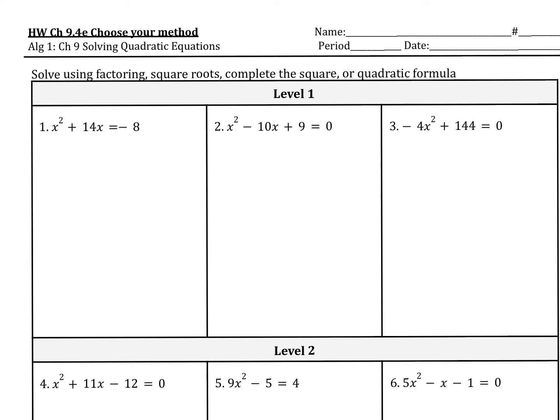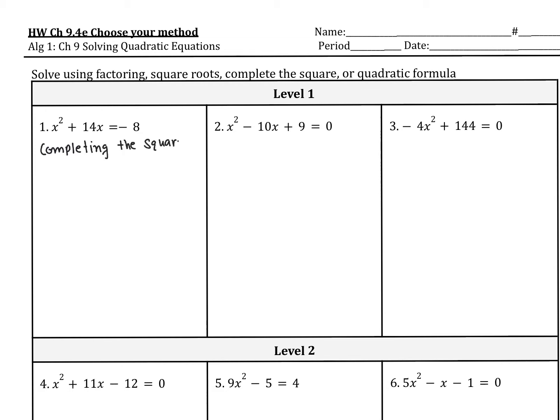Homework section for chapter 9.4e, choose your method, level 1, question number 1. You can choose any method: factoring, square roots, completing the square, or the quadratic formula. Since this one has the x terms already isolated and the constant on the other side, I'm going to use completing the square.